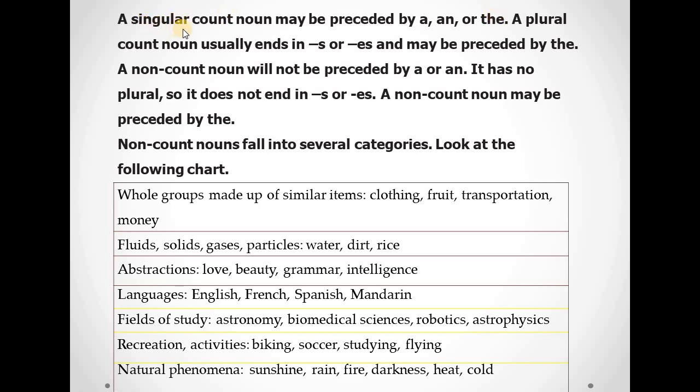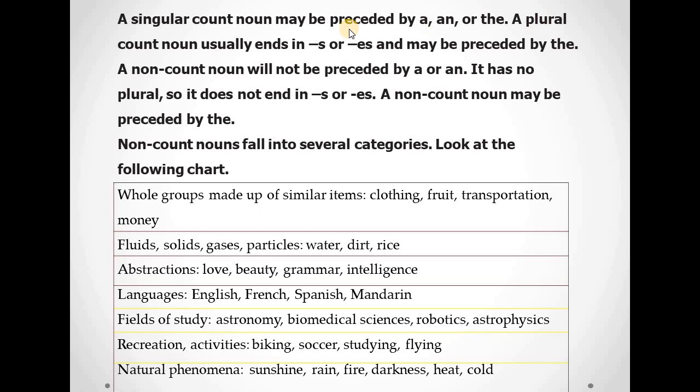Now, a singular countable noun may be preceded by a, an, or the. For example, we can say a banana. Banana, we can count it. We can say 1 banana, 2 bananas. So when it's singular and it's a countable noun, we say a banana, an apple, the car. These are things we can count, but these are singular.